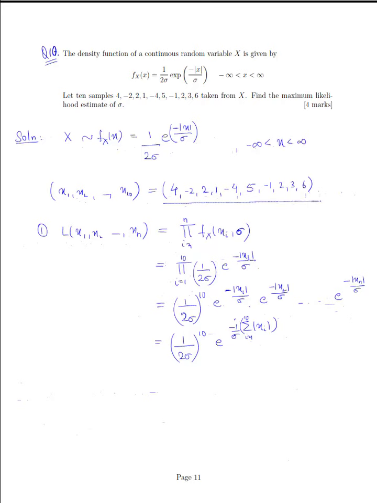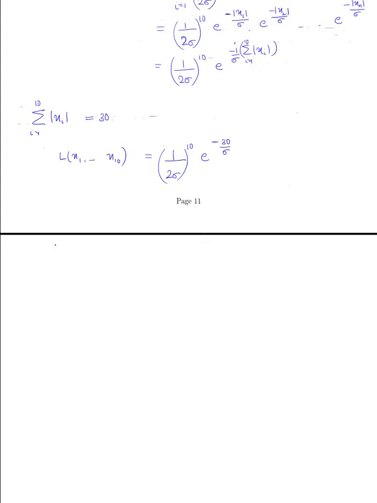This is the sample that we had taken from x. Once you take the mod of the sample, the sum of mod of xi, i varying from 1 to 10, becomes 30. So our likelihood function L(x1 up to x10) becomes 1 upon 2 sigma to the power 10 e to the power minus of 30 by sigma. Once we got the likelihood function, then we go for the log likelihood function.